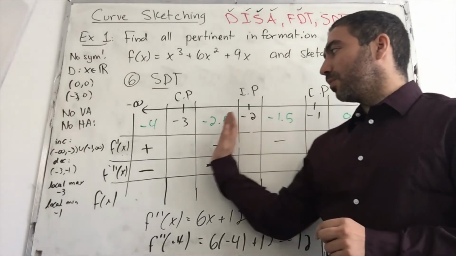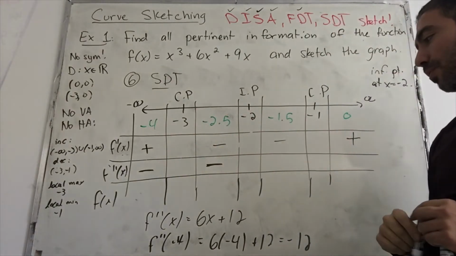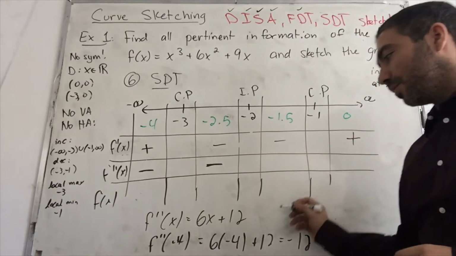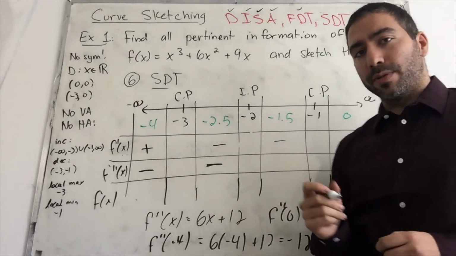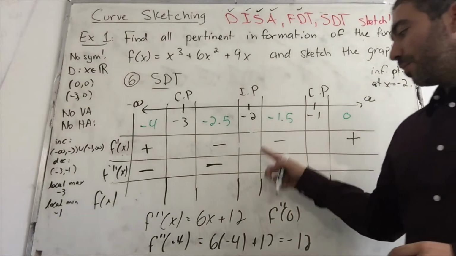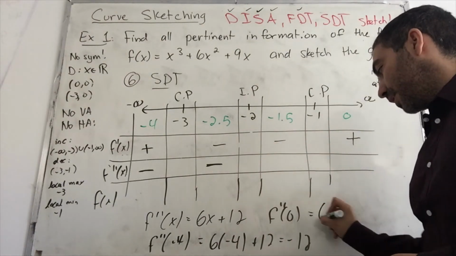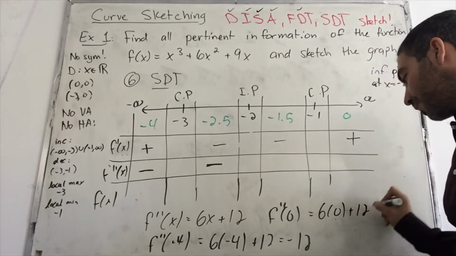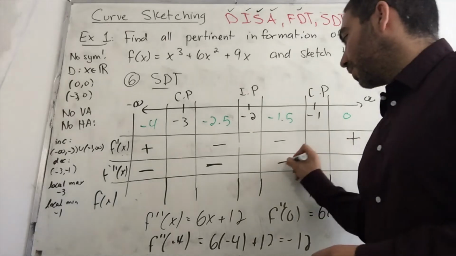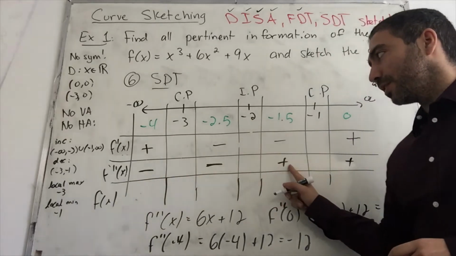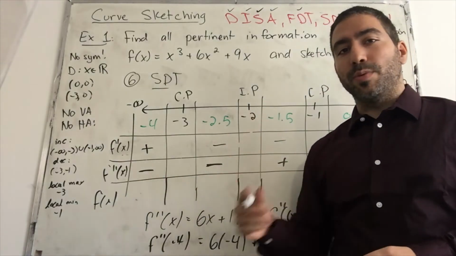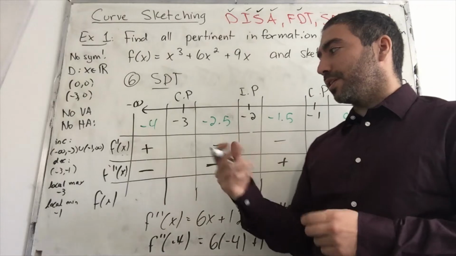So to the left of -2, we're getting a negative value. And let's see what happens to the right of -2. So let's take a value to the right of -2. I'm going to take 0, because it's just easier to test with. So plugging 0 in here, we get 6 times 0 plus 12, giving us positive 12. Since it changed from negative to positive, at -2 we do have an inflection point. So the concavity is going to change.